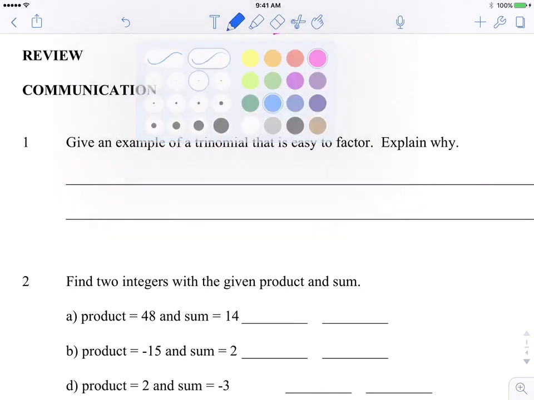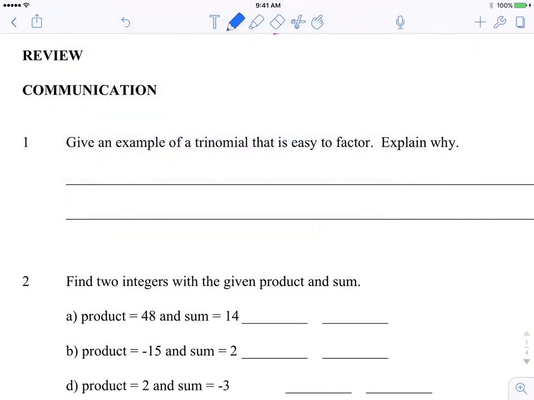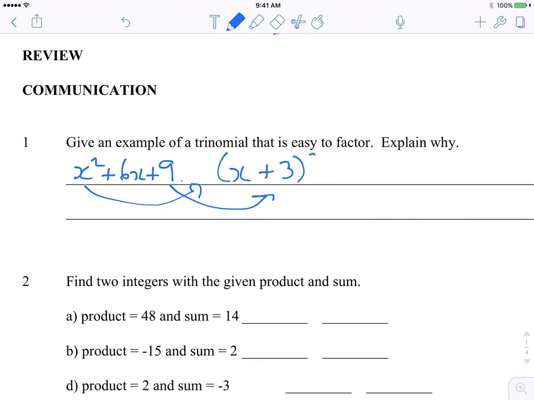So one that comes to mind that's very easy to factor would be a perfect square trinomial. For example, x squared is a perfect square, and the third term can be a positive 9. Middle term would be 6x. Why is it easy to factor? Because I simply need to square root the x, and I get x. And I need to square root this 9, positive 9, and we get positive 3.